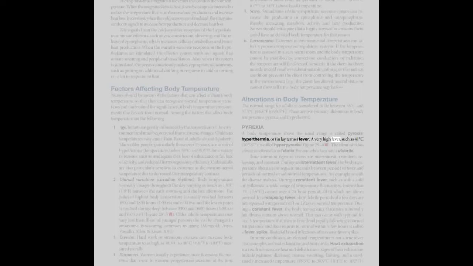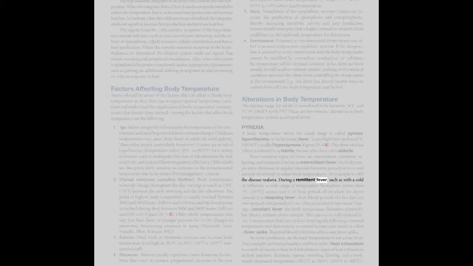A very high fever, such as 41 degrees Celsius, 105.8 degrees Fahrenheit, is called hyperpyrexia, figure 29-4. The client who has a fever is referred to as febrile, the one who does not is afebrile. Four common types of fevers are intermittent, remittent, relapsing, and constant. During an intermittent fever, the body temperature alternates at regular intervals between periods of fever and periods of normal or subnormal temperatures. An example is the disease malaria.